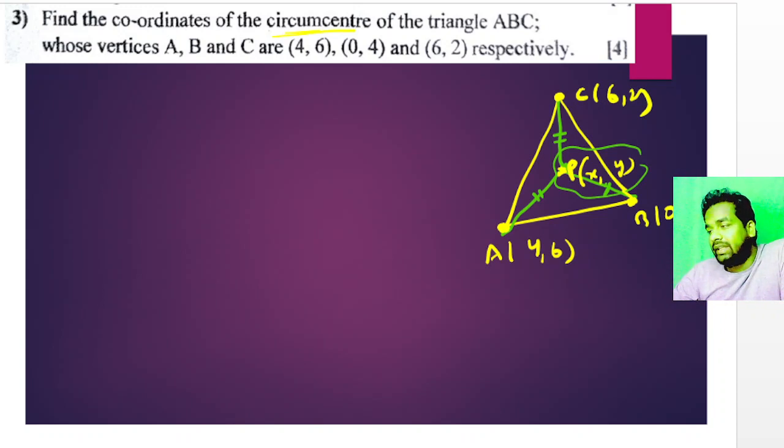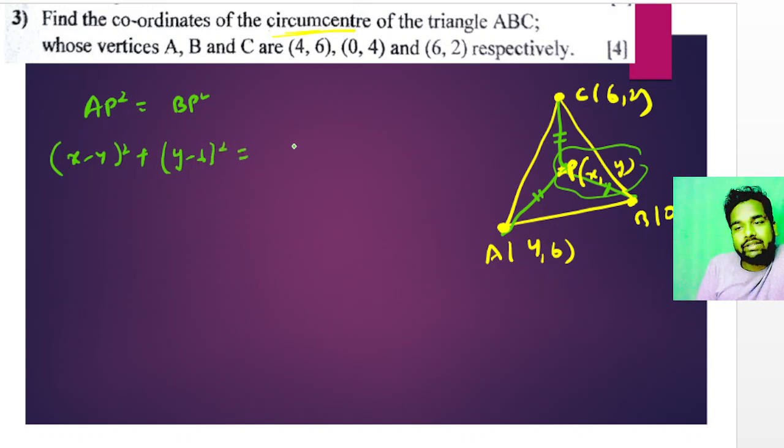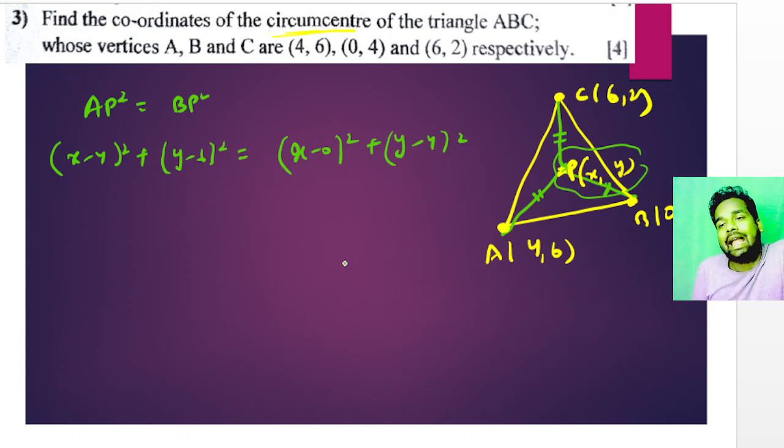Then here you can apply the simple concept: first, AP is equal to BP. By using the distance formula, you can write (x minus 4) the whole square plus (y minus 0) the whole square is equal to (x minus 0) the whole square plus (y minus 4) the whole square. I think up to here it's okay, because it acts as the radius of that circle. Now you solve this.